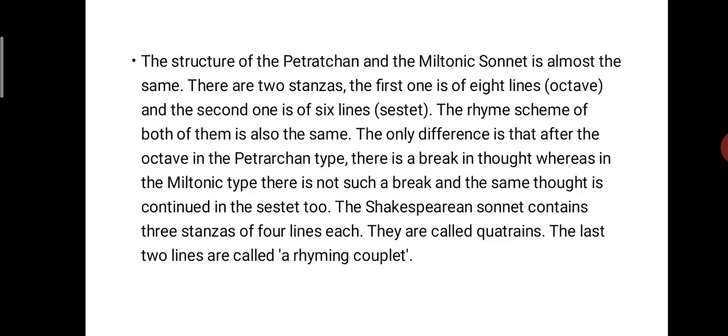The Shakespearean sonnet contains 3 stanzas of 4 lines each. They are called quatrains. The last 2 lines are called a rhyming couplet or a heroic couplet. So, here are the 3 types of sonnet. If you are going to write the practical criticism, the critical appreciation of a sonnet, you should remember what type of sonnet it is.